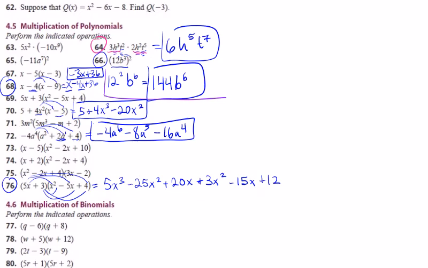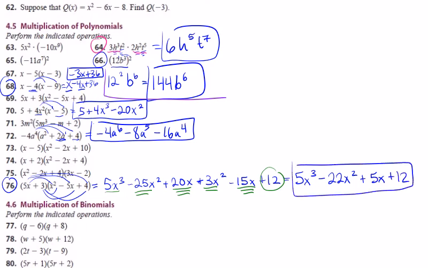And so now we just combine like terms if we have them. We don't have another x cubed, so I'm just going to bring the x cubed over. So 5x cubed. We do have a couple x squareds, so I'm going to combine those. Negative 25x squared plus 3x squared is negative 22x squared. Okay, and then 20x minus 15x, those are like terms, so that'll be positive 5x, right? And then the 12 doesn't have a like term, so it's just going to come over, plus 12. All right, so we end up with a third degree polynomial with 4 terms.